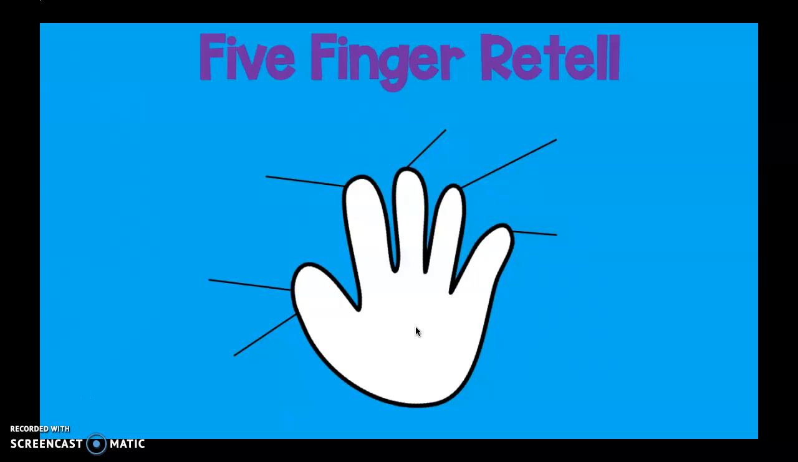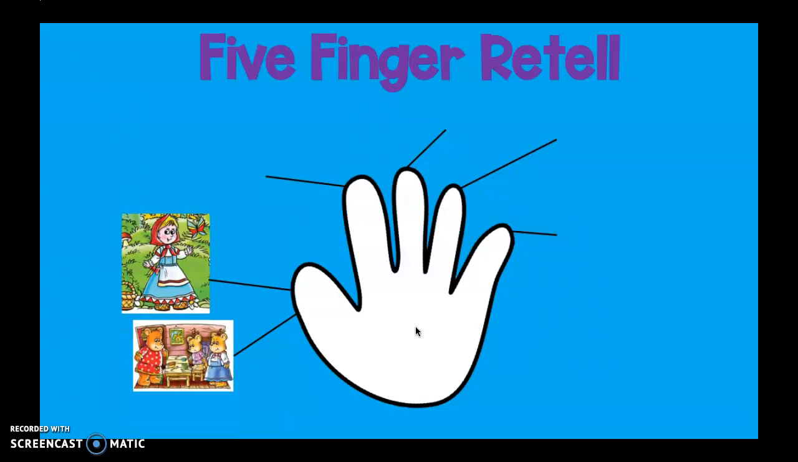So, if we're retelling this story, the first part of the story that we like to talk about or retell are the characters. And so I asked myself, in Goldilocks and the Three Bears, who were the characters in the story? That's right, Goldilocks and the bears. Those were my characters. Now I move on to the setting.